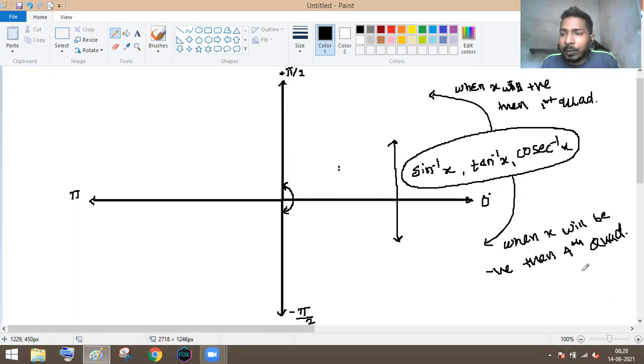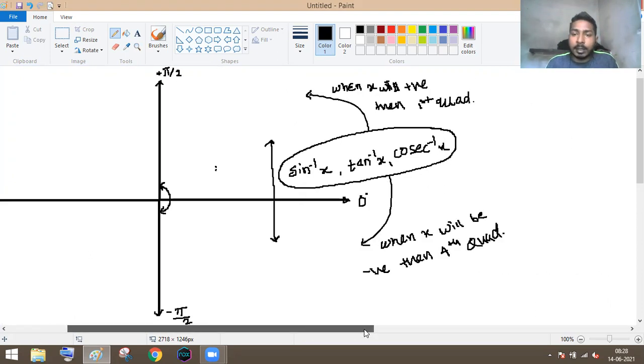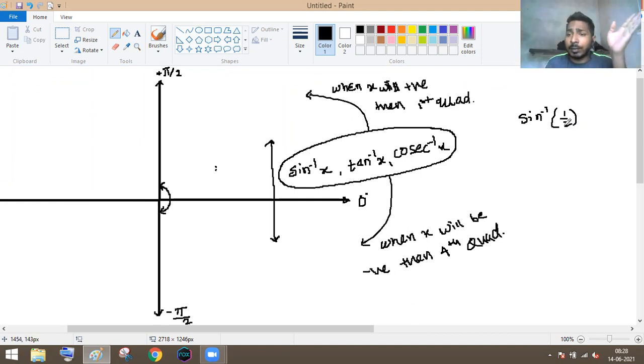For example, if I ask you what will be the value of sine inverse half, look at the value of x. X is positive here, so we have to think for the first quadrant. In the first quadrant, the angle belongs from 0 to 90 degrees. That's why the answer for sine inverse half will be what? Sine half is for which angle? 30. So we get sine inverse half equal to pi by 6.